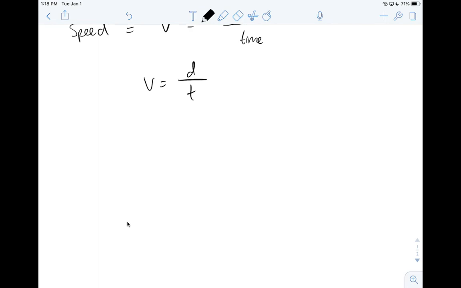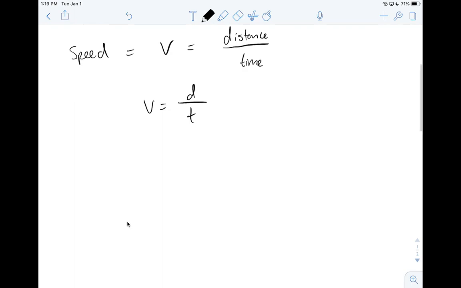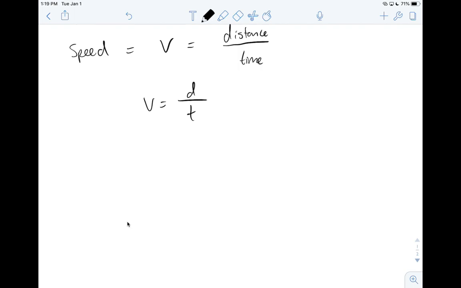Now, sometimes problems will give you distance and time, and then to get speed, you just plug in those numbers. Sometimes they'll give you time and speed and want you to find distance, and then sometimes they'll give you distance and speed and ask you to get time. So there are a couple ways that we can do that depending on what they give us. I'll show you some examples here in a little bit. But in general, this is how you find the speed if given distance and time.